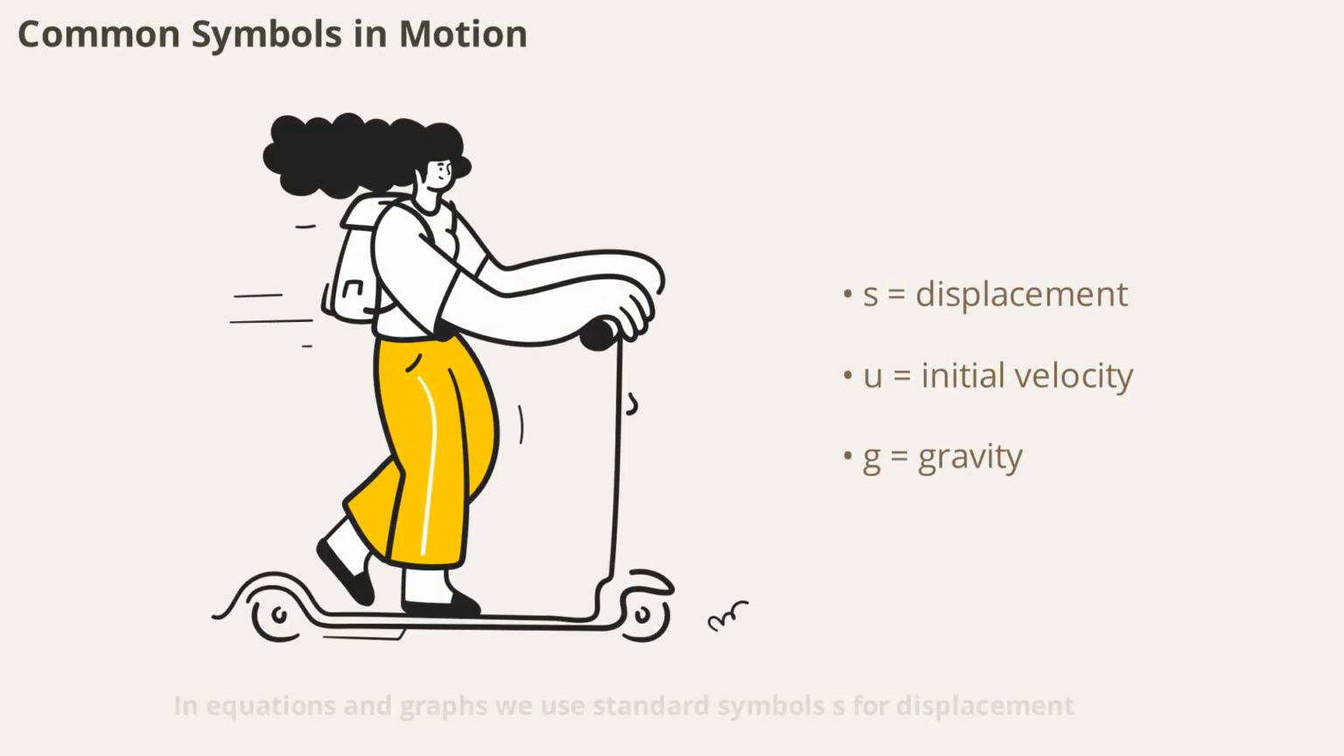In equations and graphs, we use standard symbols: s for displacement, u for initial velocity, v for final velocity, a for acceleration, t for time, and g for acceleration due to gravity. Familiarity with these symbols makes it easier to read and solve physics problems.